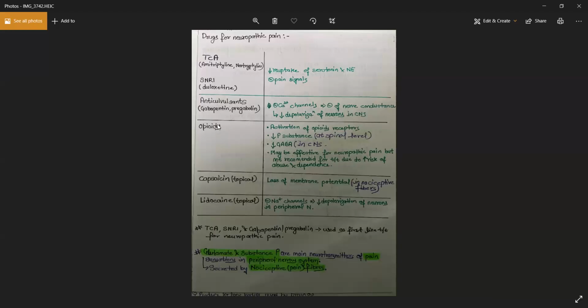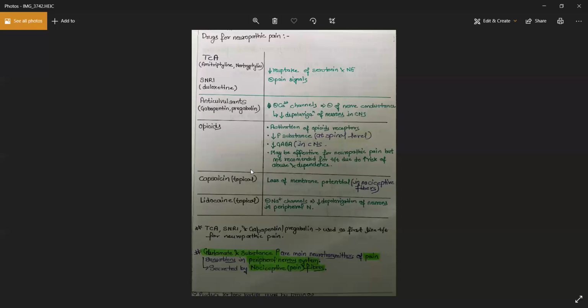Opioids do not have much efficacy in case of neuropathic pain, and they have many side effects, and that's why you won't use opioids generally in neuropathic pain. But if severe pain is there, which is not controlled by any of these drugs, in that case you can use the opioids. They will decrease substance P at the spinal level, and they will decrease GABA at the CNS, after activating the opioid receptors.